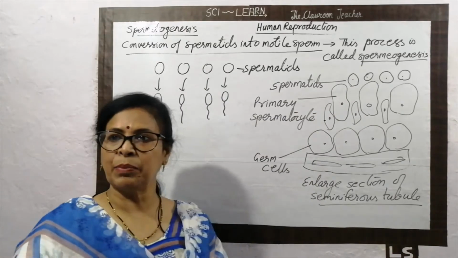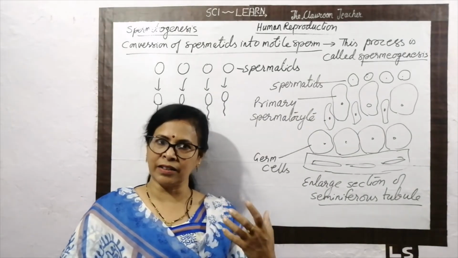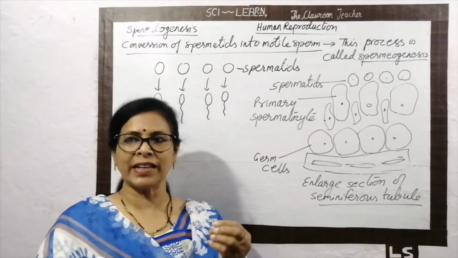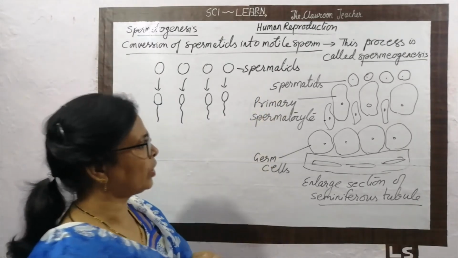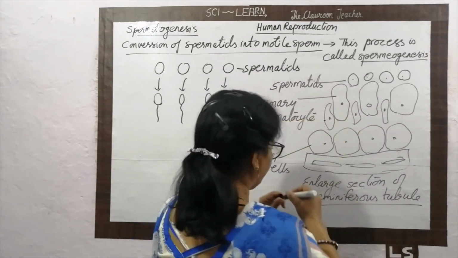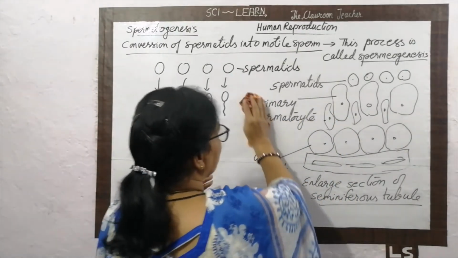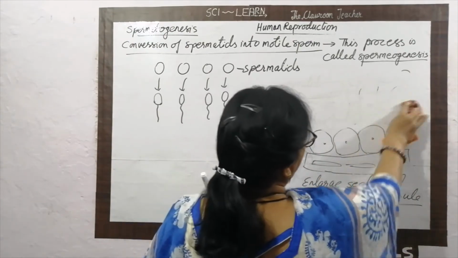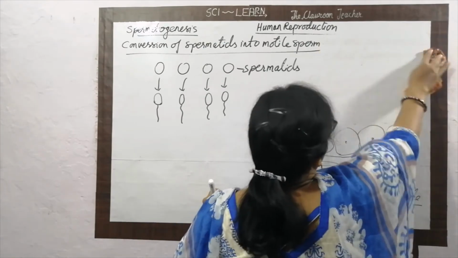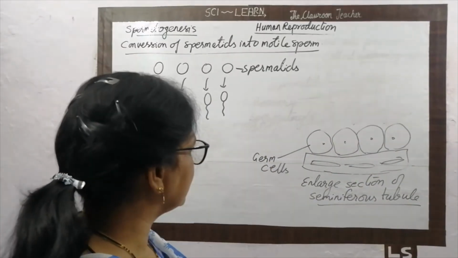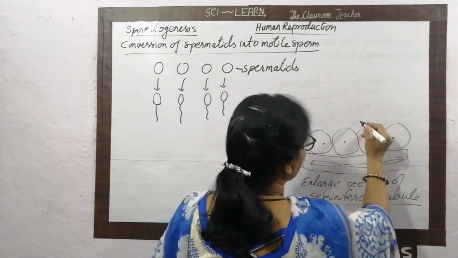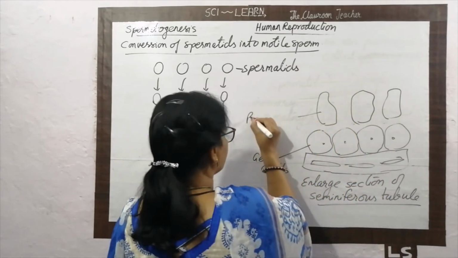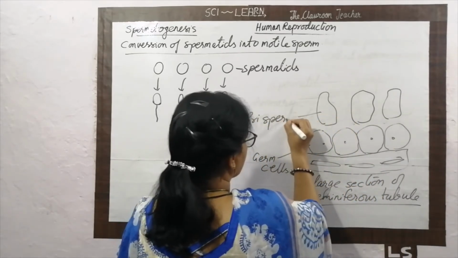What happened in the spermatids? The primary spermatocyte develops into a secondary spermatocyte, and then the spermatid. Then we must make one diagram of the secondary spermatocyte also. Okay, I made it again. I'm going to rub this also. Now this is the germ cell. What happens after this germ cell? The primary spermatocyte is formed.